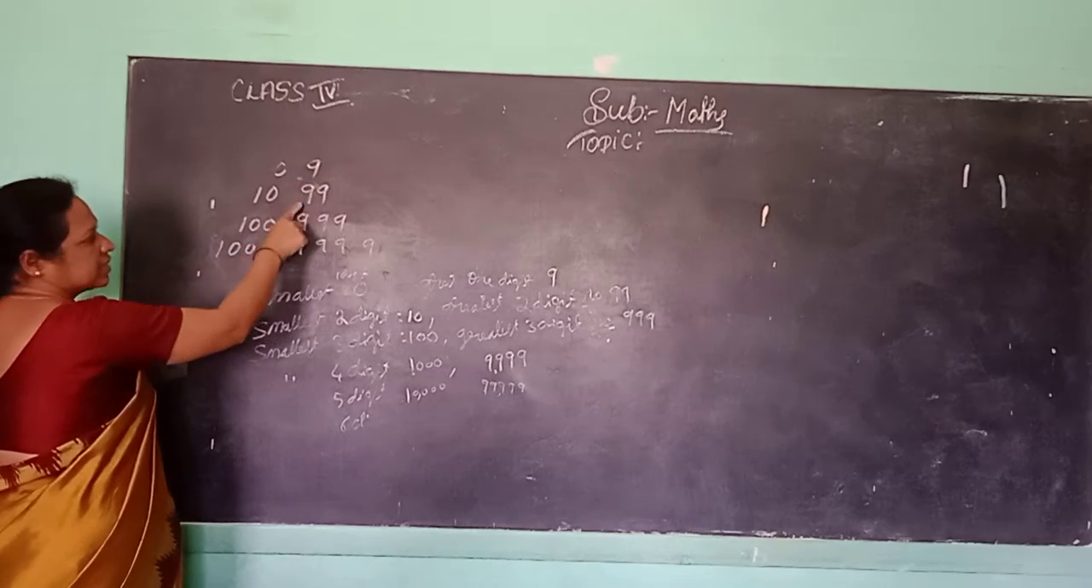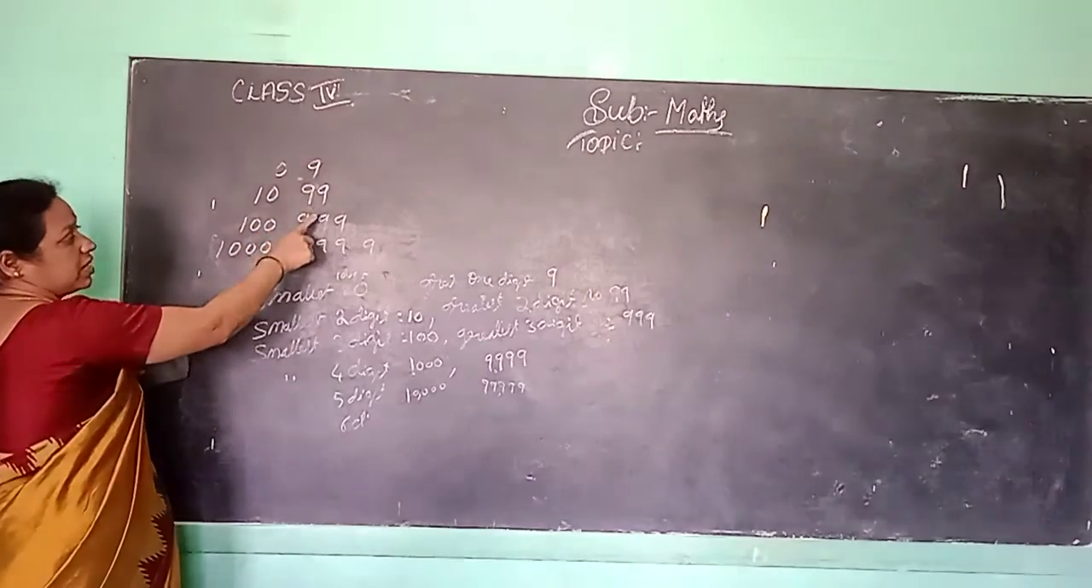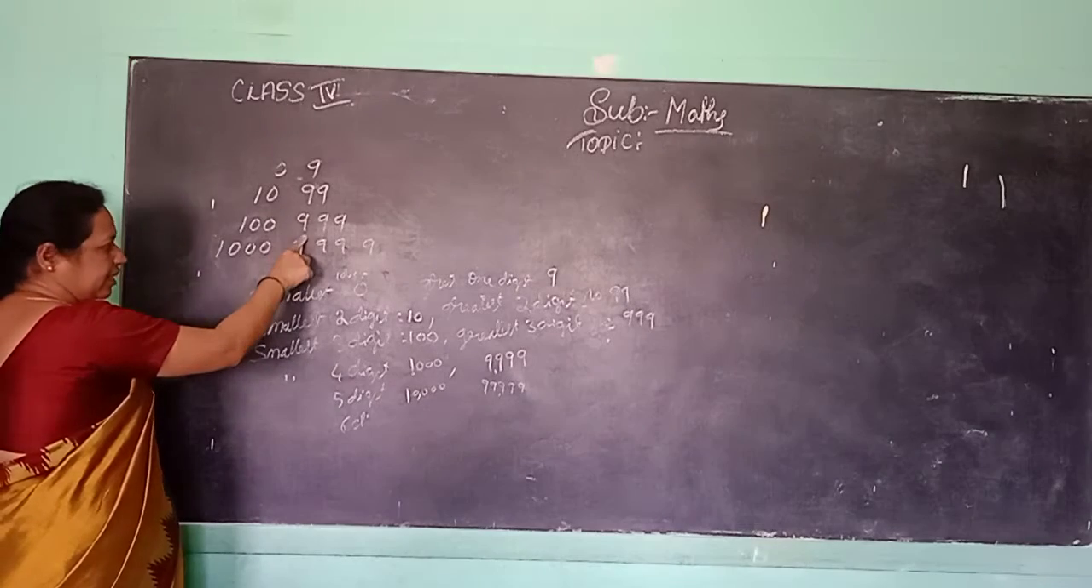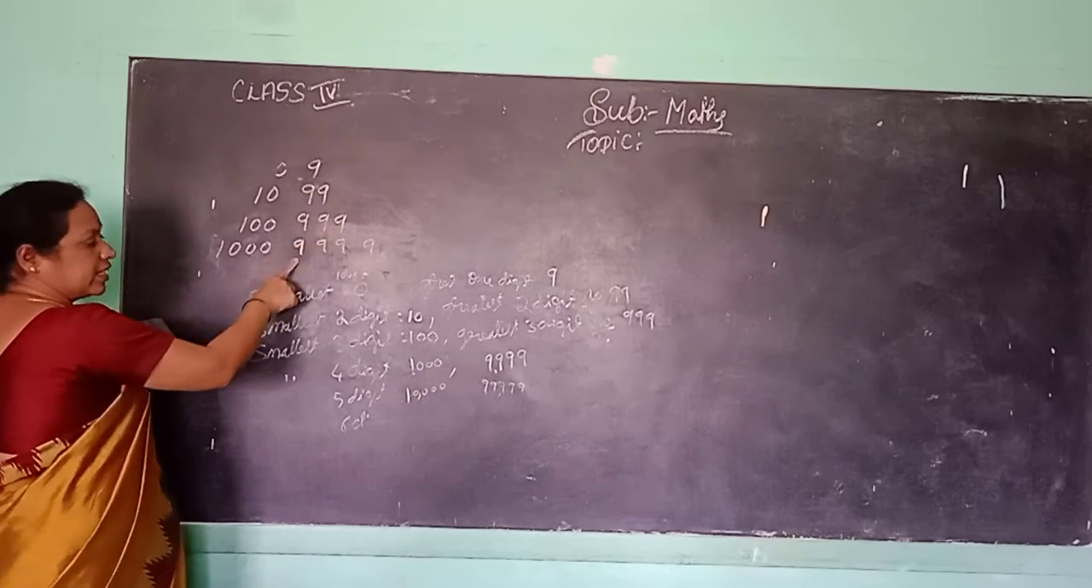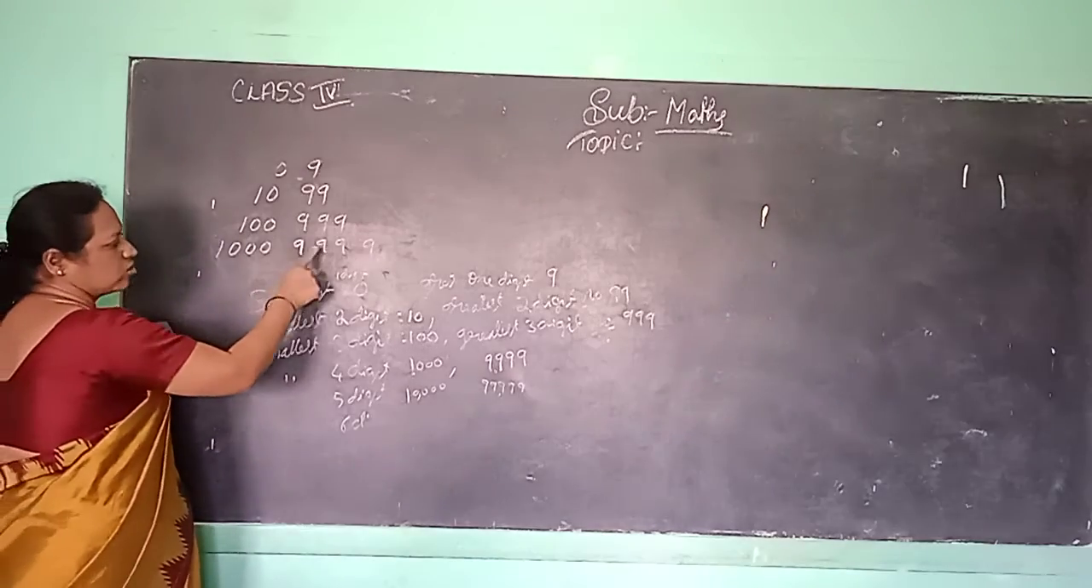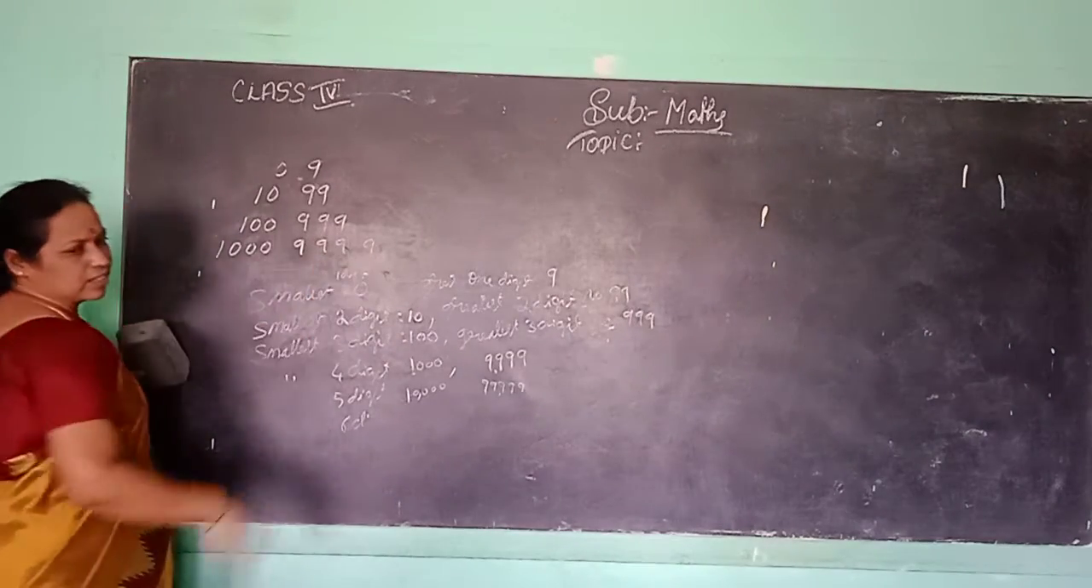The greatest one digit number is 9. The greatest two digit number is 99. The greatest three digit number is 999. The greatest four digit number is 9999. Okay, children.